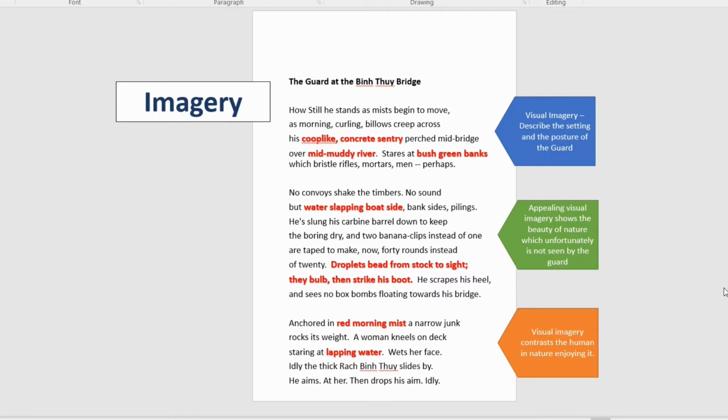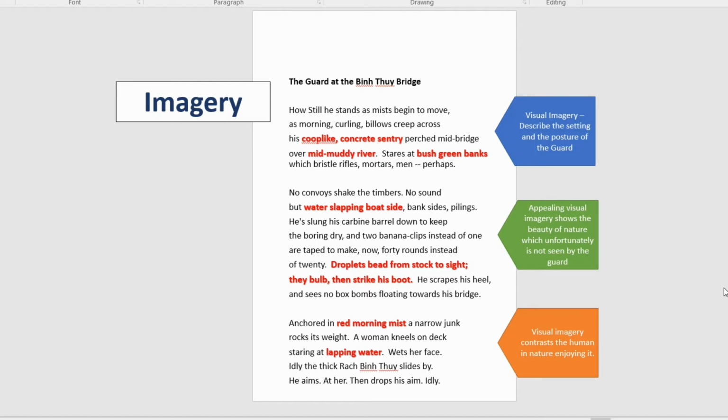Let's move to the second stanza. You see appealing visual imagery like water slapping both sides, droplets beat from stock to side, they bulb, then strike his boot. This appealing visual imagery shows the beauty of nature, which unfortunately is not seen by the god.